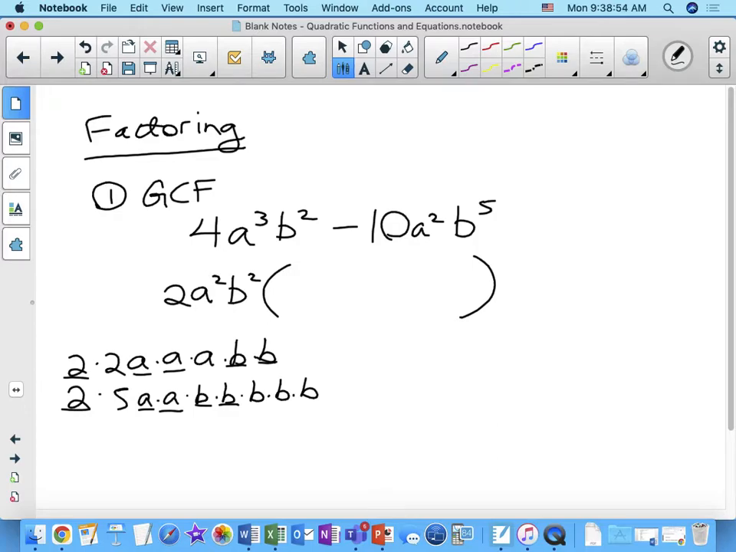Well, you have to think to yourself, what would I have to multiply 2a squared b squared by to get 4a cubed b squared? So think, what do I have to multiply 2 by to get 4? 2. What do I have to multiply a squared by to get a cubed? A. And what do I have to multiply b squared by to get b squared? Yep, 1. So that's it. Minus.